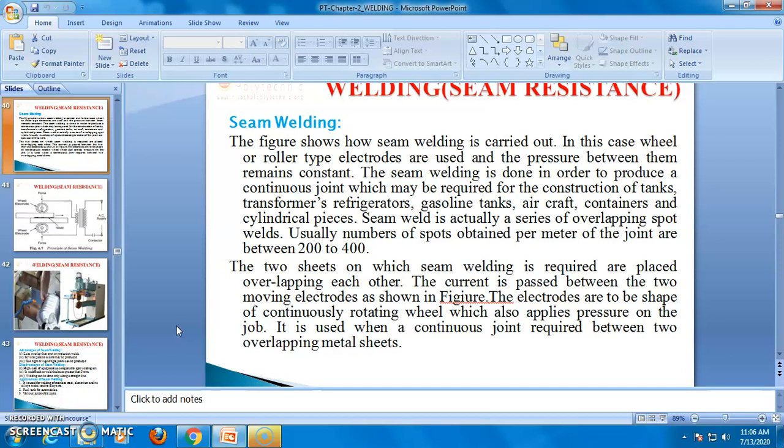Seam welding is used for many types of pressure tight and leak proof tanks. Basically we use this seam welding for preparation of fuel tanks, which are used in various types of automobiles, aircraft, and also water tanks. Steel plates up to 10 mm thickness can be welded easily by this seam welding process. So up to 10 mm we can easily weld by this.